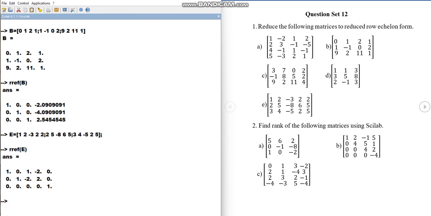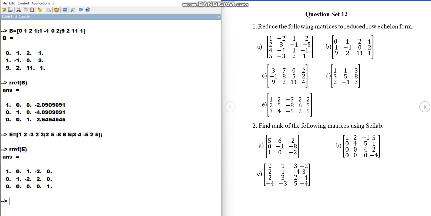Now let us find the rank. Now what is meant by rank? Rank means the dimension of the column space, or you can say the number of pivot positions in the reduced row echelon form or the row echelon form of the matrix A, because that is going to determine the basis for the column space of the matrix A.